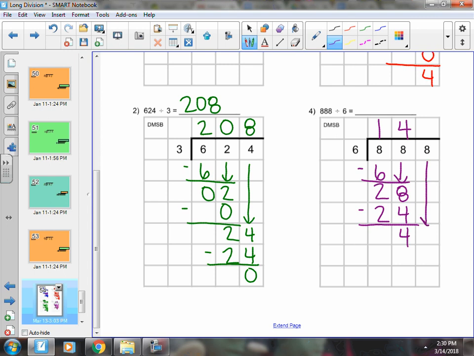Subtract, bring down. How many groups of 6 can we make from 48? 8 groups. Because 8 groups of 6 is 48. Subtract, there's nothing to bring down, that's when you know you're done. All right, on the back.